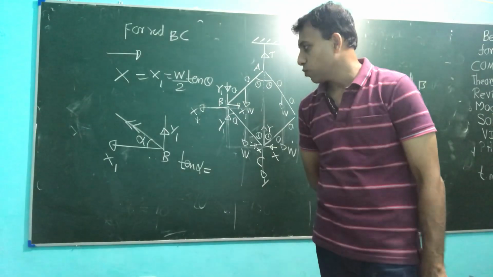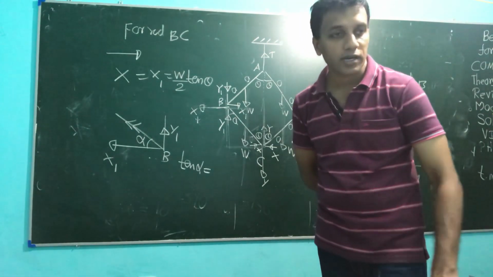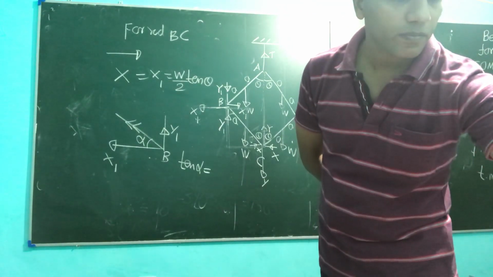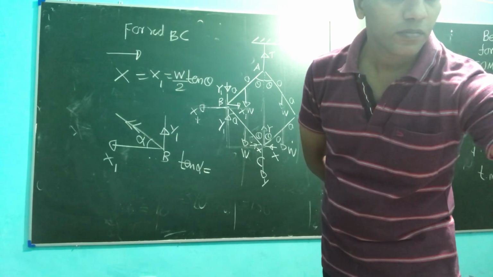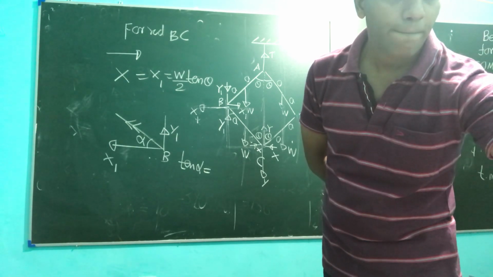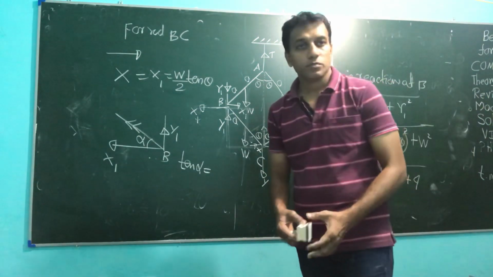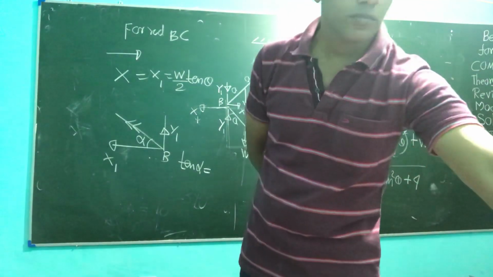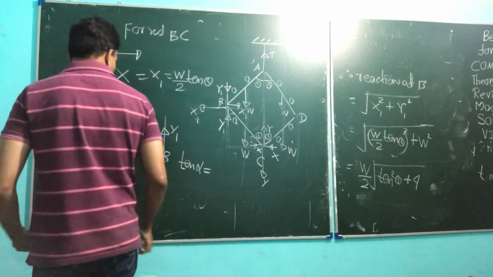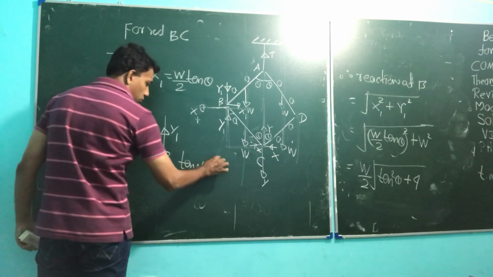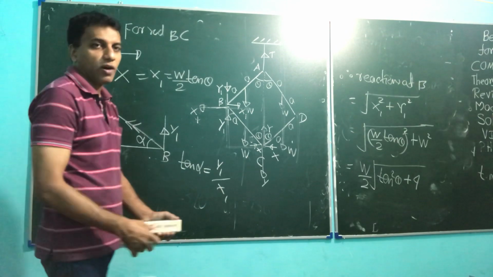Tan alpha value, what is tan alpha? Opposite side over adjacent side. Write the tan alpha. What is tan alpha? y1 over x1, right? Tan alpha is y1 over x1.